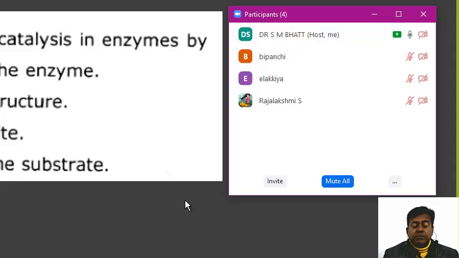So tell me the option, then I will discuss. Reaction product inhibit catalysis in enzyme by... I think D should be correct. Form a complex with the substrate. Yes, transition complex is there, right? Or covalently binding may be correct, or altering the enzyme structure may be correct, or occupying the active site may be correct.